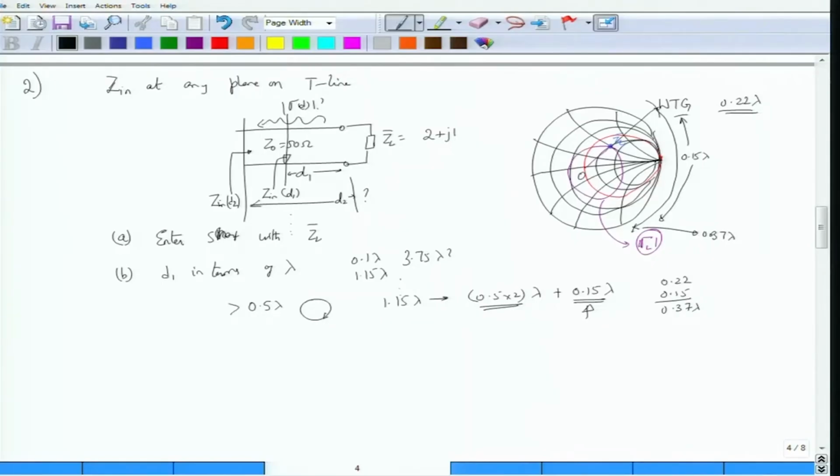Now what you have to do? From this point, you have to draw a line until it reaches the center. Once you have reached the center, you look at where you are intersecting on the constant gamma circle.